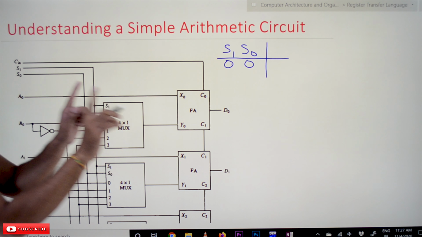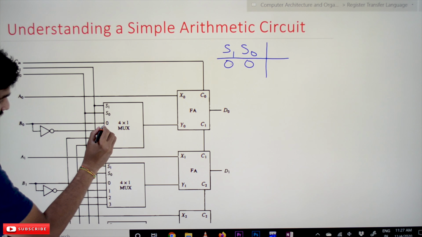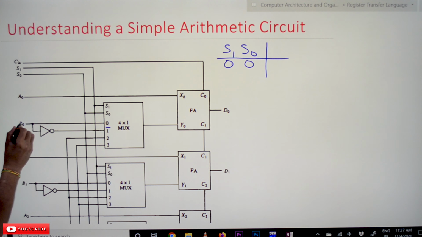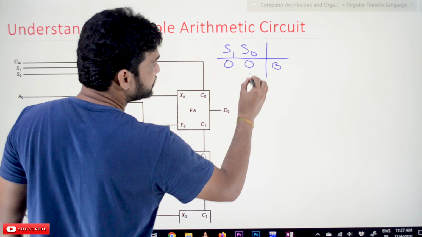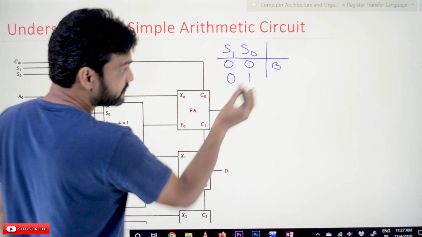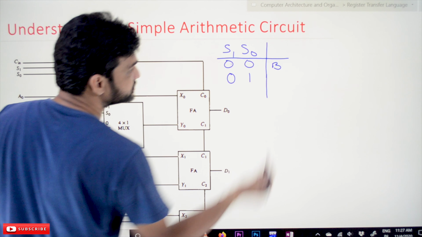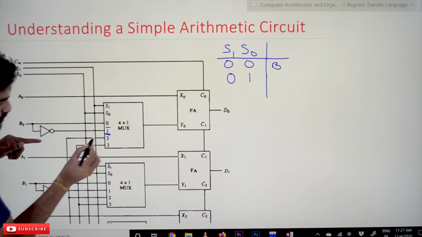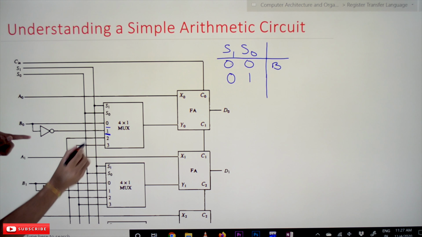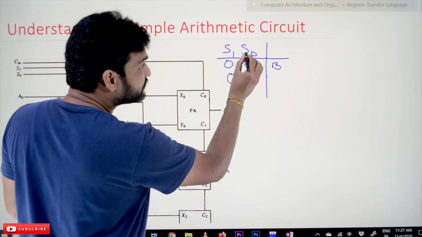Whenever the value of S0 and S1 is 0, 0, the 0th line of each and every multiplexer will get selected. So what is the input line that is connected to the 0th input? The input that is connected to the 0th input is the B value. The value of B will be produced as the output. Whenever the value of S0 and S1 is 1, 0, what is the output that it is going to produce? It is going to produce the complement of B. See here, input line 1 is connected with B complement. So whenever the value of S0 and S1 is 1, 0, it is going to produce an output of B complement.